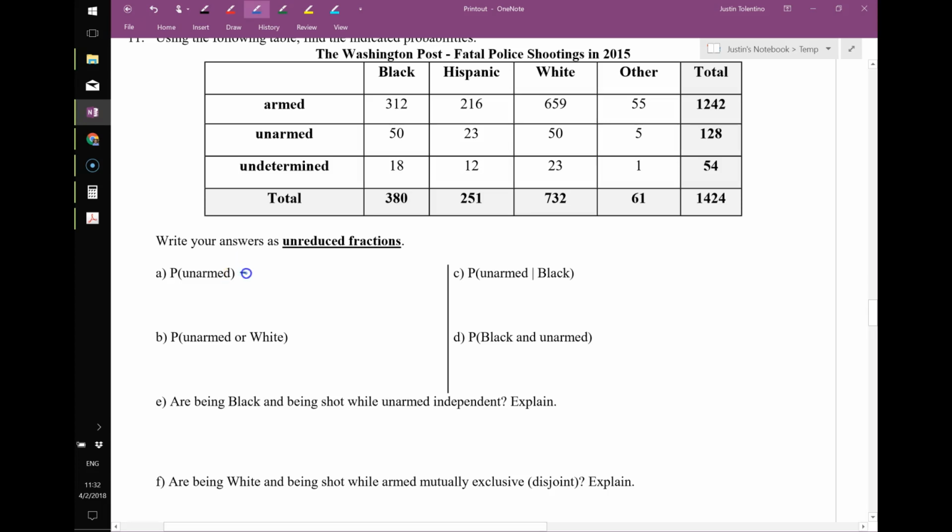The first question is find the probability that this person is unarmed. Well, how many unarmed people are in this table? 128. So it's 128 out of the 1424.